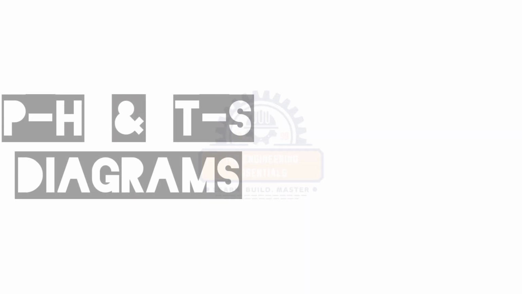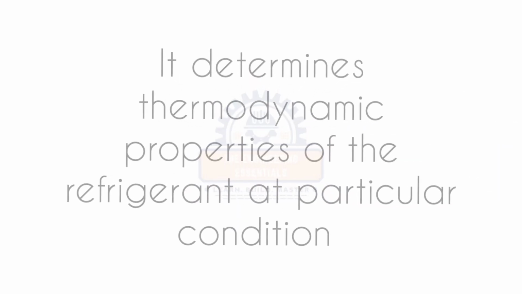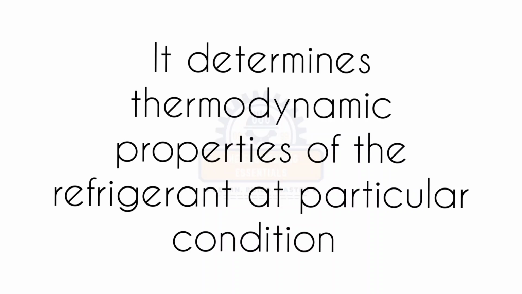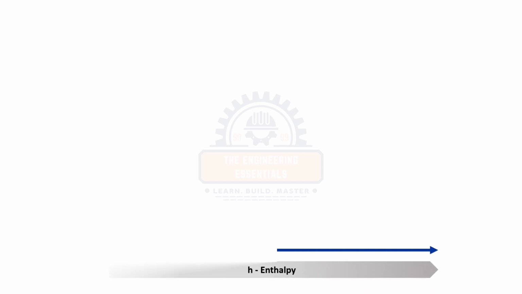Let's understand the same refrigeration cycle on the pH and TS diagrams. Before starting that, let's see some of the basics of the pH and TS diagrams. These diagrams are like a map of the refrigerant, which denotes the thermodynamic properties of the refrigerant at a particular condition, and these diagrams change with change in refrigerant. So let's start with the pH diagram. The X-axis here shows the enthalpy measured in kilojoule per kg. It represents the energy content, or the heat energy, of the refrigerant.